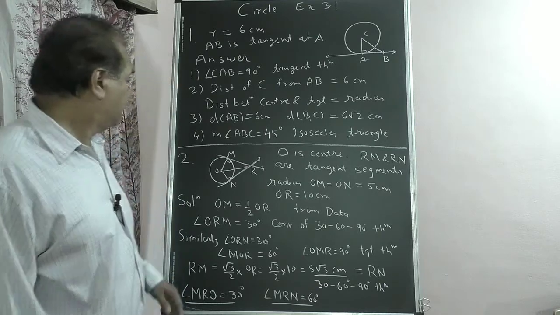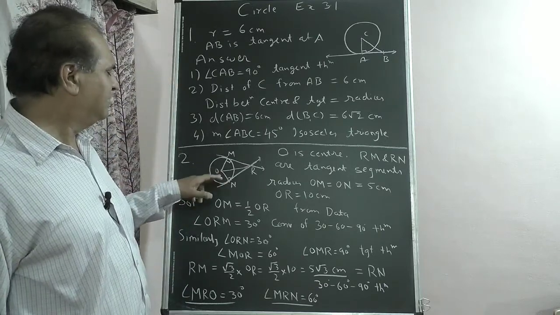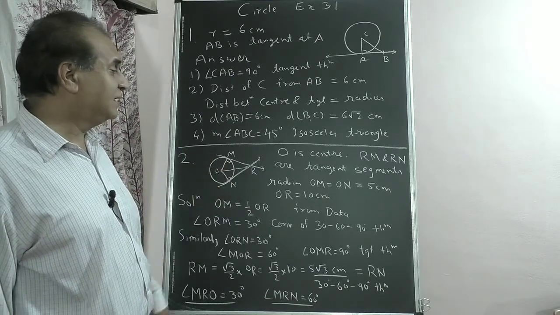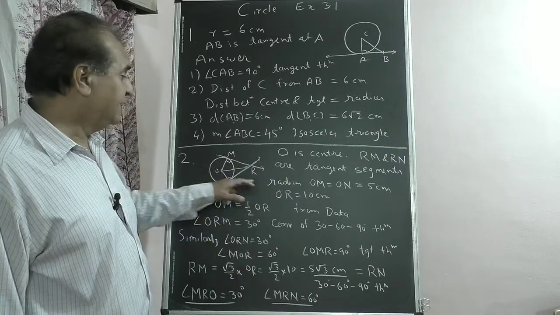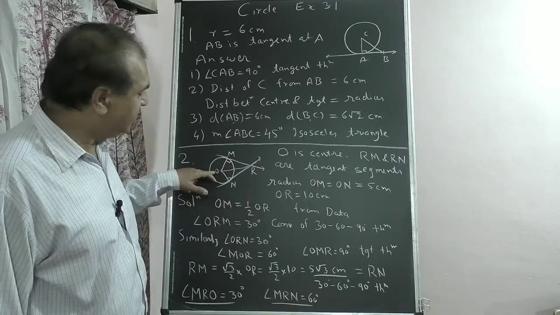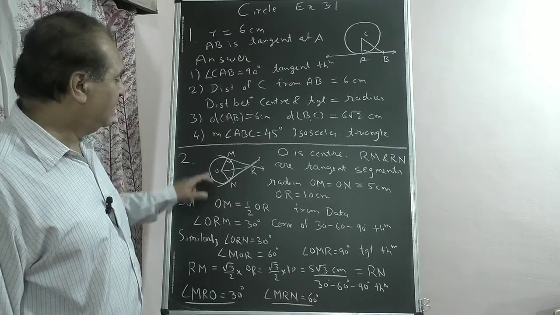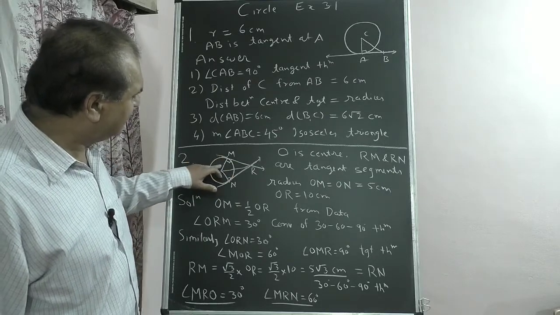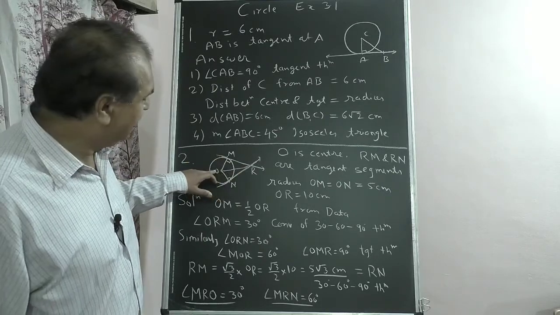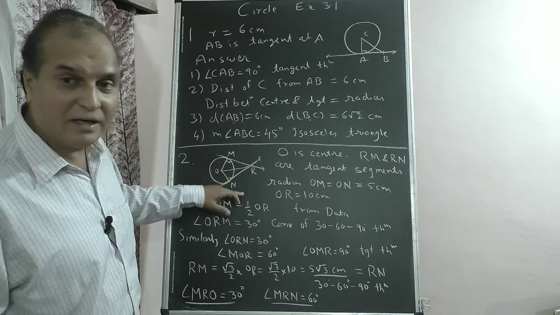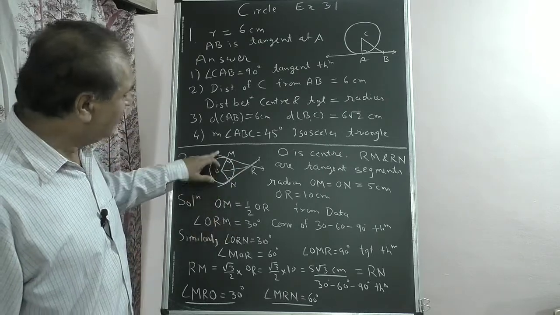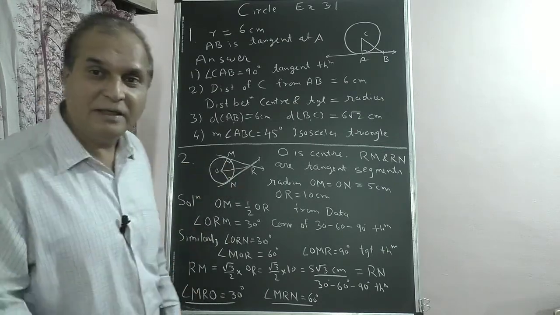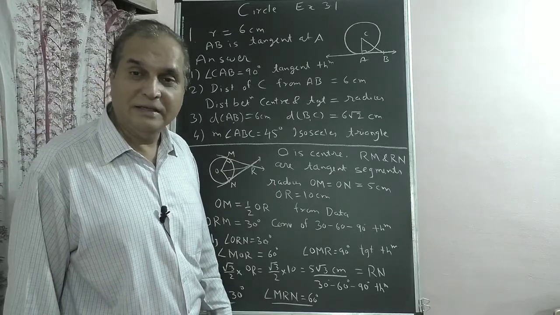Question 2. Figure is given. O is the center of the circle. RM and RN are tangent segments. The radius is 5 centimeter. Here you see the radius is OM as well as ON, and OR is given as 10. Now OM is 5, OR is 10. OR is the hypotenuse in triangle OMR. Angle OMR is 90 degree, and OM is half of OR. It means angle ORM is 30 degree. Right? This angle is 30 degree.